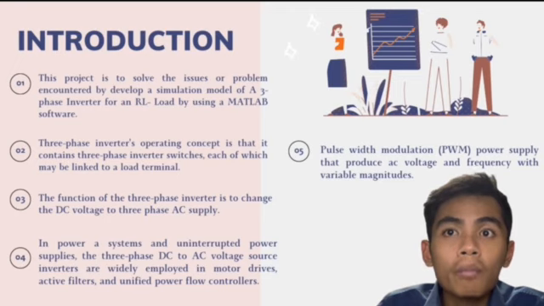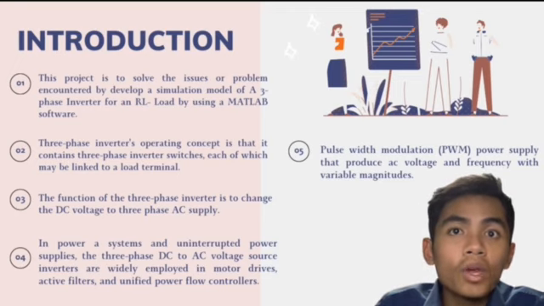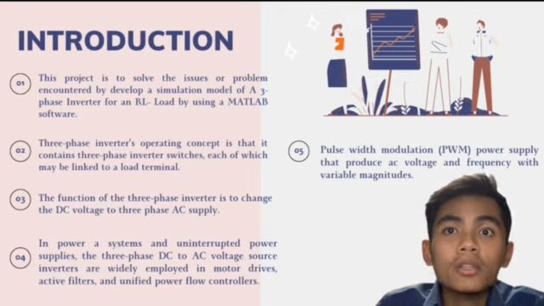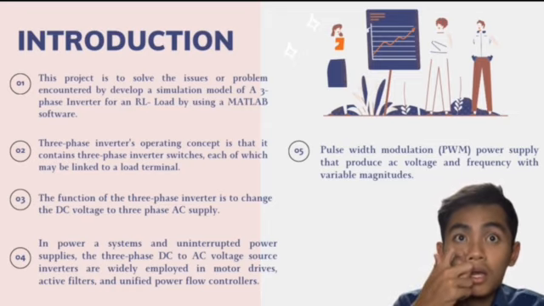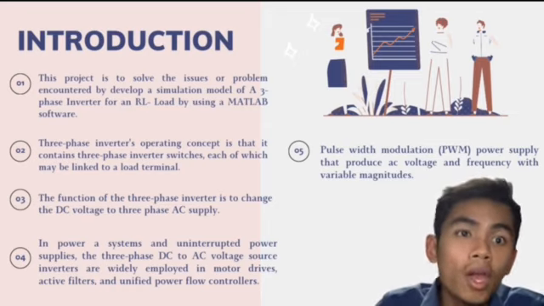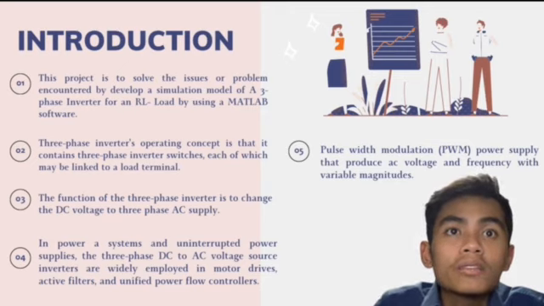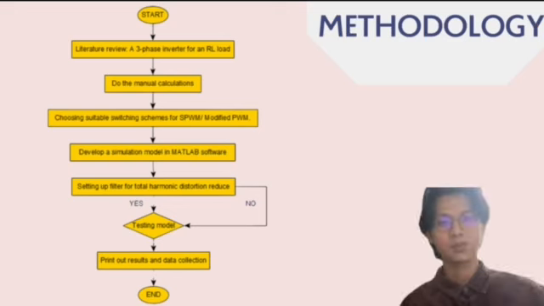And next, in power systems, uninterrupted power supplies, the 3-phase DC to AC voltage source inverters are widely employed in motor drives, active filters, and unified power flow controllers. And lastly for the introduction, pulse width modulation, PWM, is a power supply that produces AC voltage and frequency with variable magnitude.